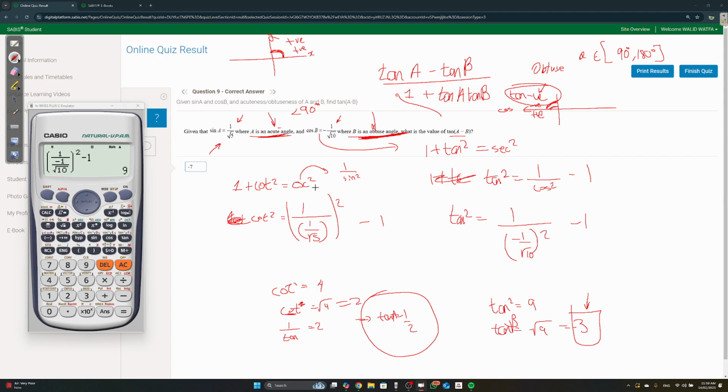Now you know tan A, you know tan B. Can we apply our formula over here? Yes, of course we can. Tan A, I'll use it as 0.5, minus tan B, which is minus 3, over 1 plus tan A times tan B. So 1 plus 0.5 times negative 3. You get negative 7.